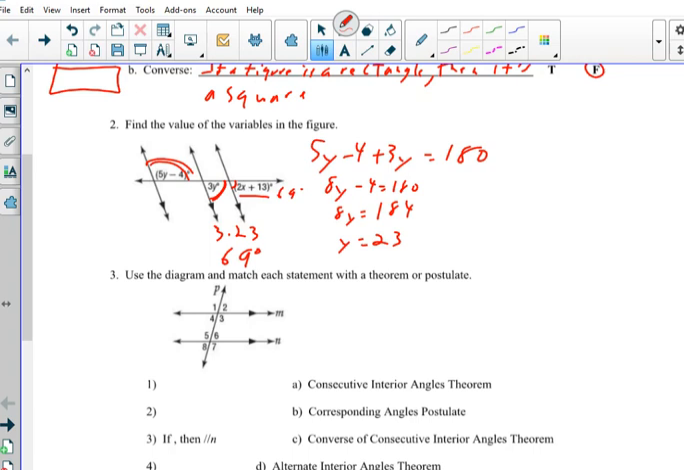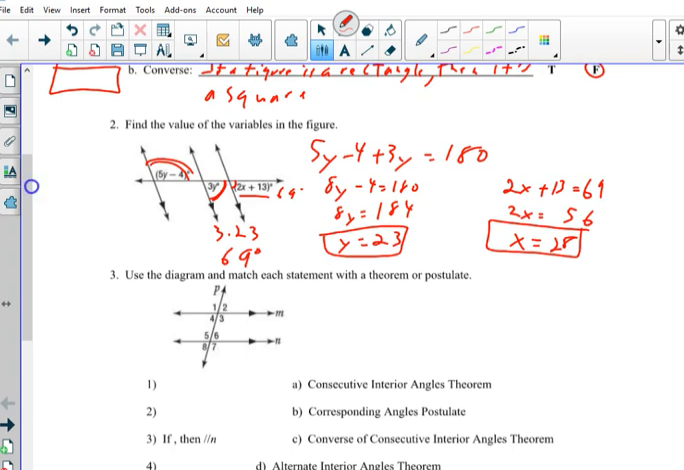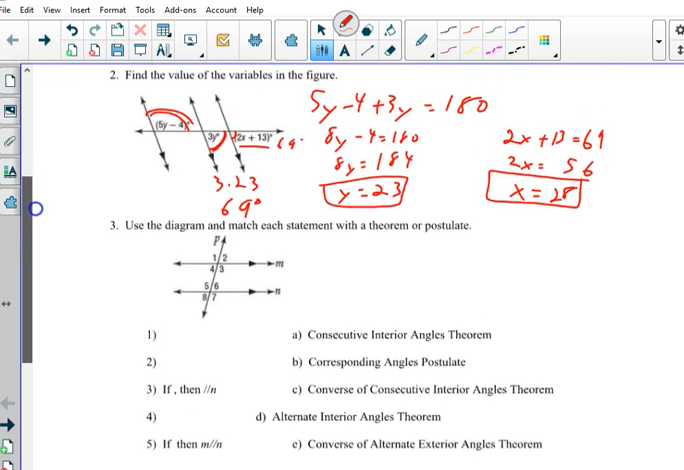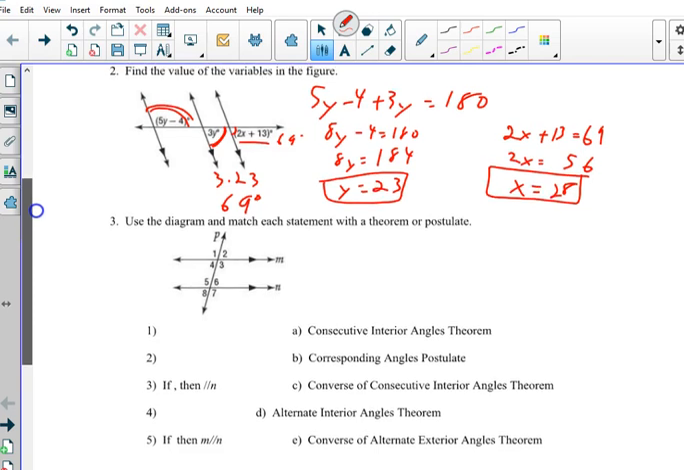Well, we're trying to solve for x, which means we need to say 2x plus 13 is equal to 69 degrees. So we subtract 13, and we get 9 minus 3 is 6, 6 minus 1 is 5. Divide by 2, x is 28. So now we know the x and the y and the angles. Well, we don't know the 5y minus 4, but we can substitute in 23 and solve for that angle very easily.